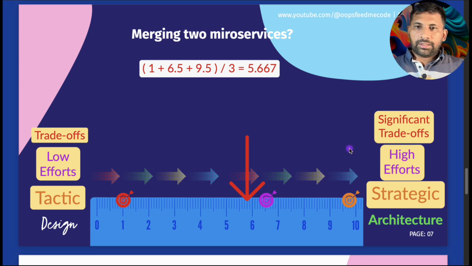Merging two microservices, I have put it as a strategic decision. Why a strategic decision? Because it's long term and it's high level, right? When we are talking about merging two microservices, I need not go inside the service to understand, just to say that we need to merge these two microservices. It's a high level decision and it's going to have an impact for the long term. So let's say my system has 9 microservices. Now it will have only 8 microservices once I merge. So it's long term. That's why I put it as a strategic decision.